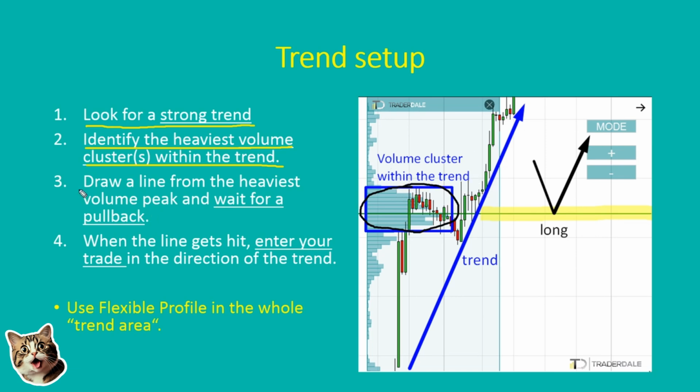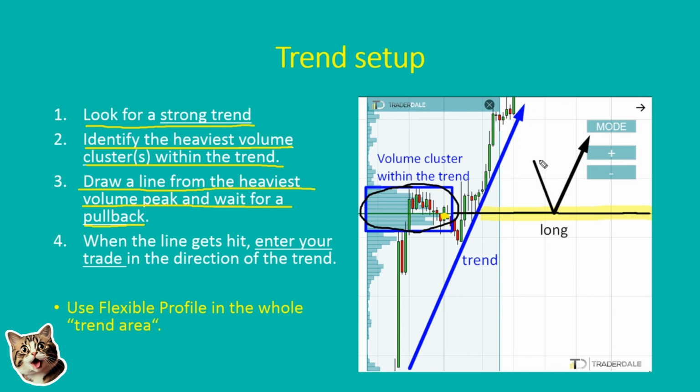After that, you draw a line from the heaviest volume peak and you wait for a pullback. So in this case, the heaviest volumes in the volume cluster were in here. And this is the point of control of the volume cluster. So from this place, you draw a line, as in the picture, and you wait for the price to make it back to the level. Alright, so until then you do nothing, you just wait.